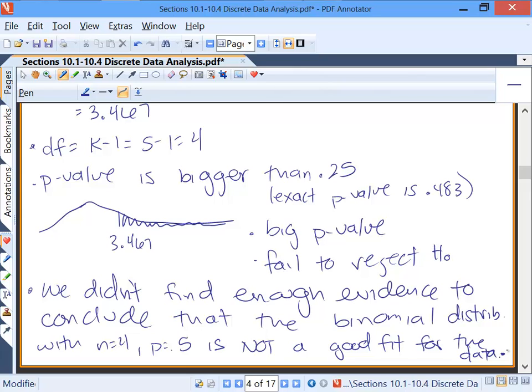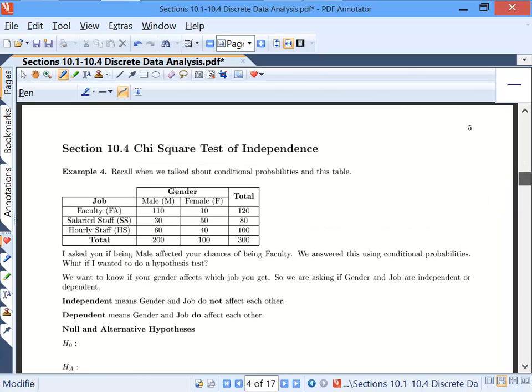So 2 problems, how do you feel about that? Any questions? Then let's move on to the next section, which is the chi-square test of independence.